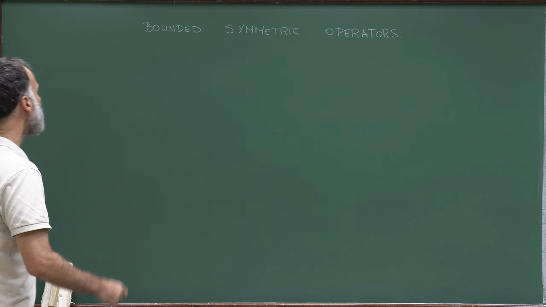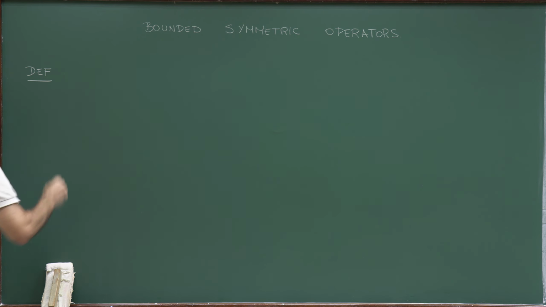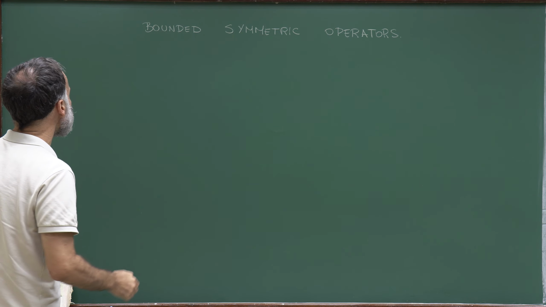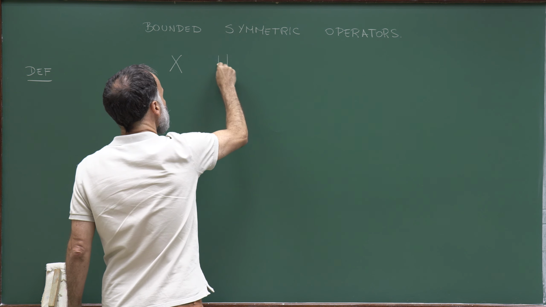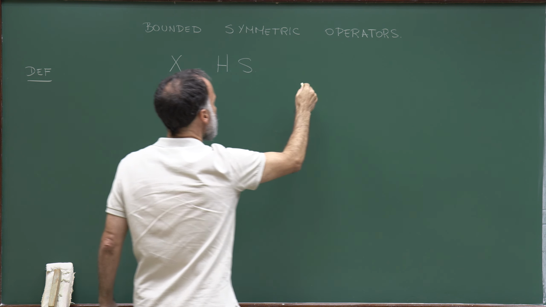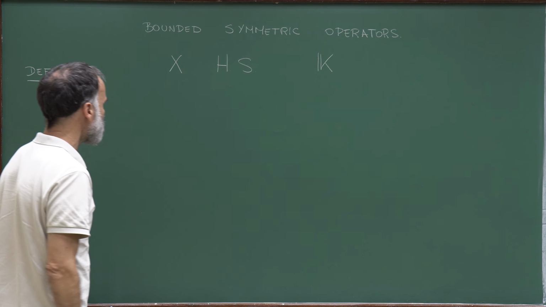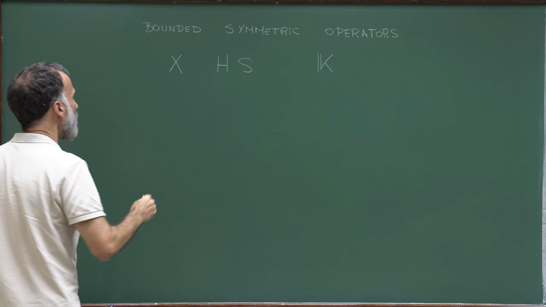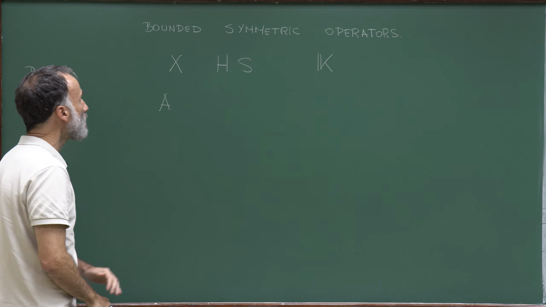So in this lecture, we start a new chapter on symmetric operators. So let me start with a definition. And here, I will be considering a Hilbert space. So X will be, in this lecture, a Hilbert space over a field which is always represented by K. And we will consider operators, A, defined on X.